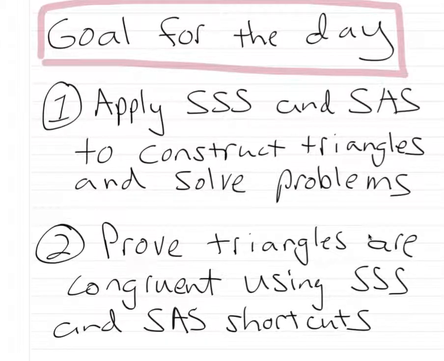So I have two goals for today. First, we're going to apply something called SSS and SAS to construct triangles and solve problems. Notice that the word construct is in there, and that means that we'll be using your compass next time in class, so make sure that you bring it. The second goal is we're going to use SSS and SAS as shortcuts to prove triangles are congruent. Note the word prove in there, and I also hope you're thinking about our lesson last time, as we talked about proving triangles congruent there as well.